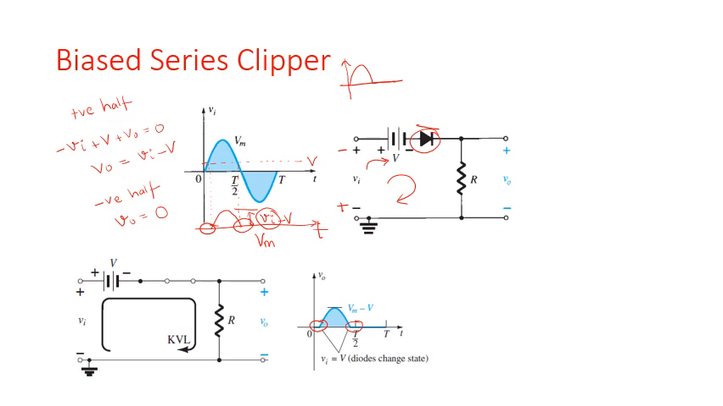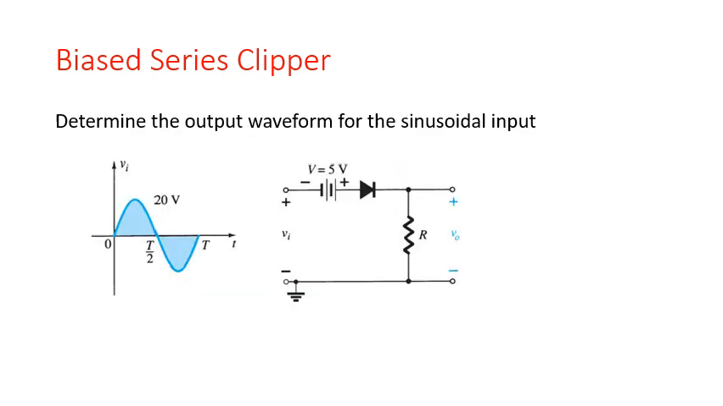And in the negative half cycle, I have got V0 is equal to 0. So I have no output over here. So that is what will happen in the off state. In the off state, my diode is replaced by an open circuit. So I am getting 0 voltage at the output. This is known as a biased series clipper.